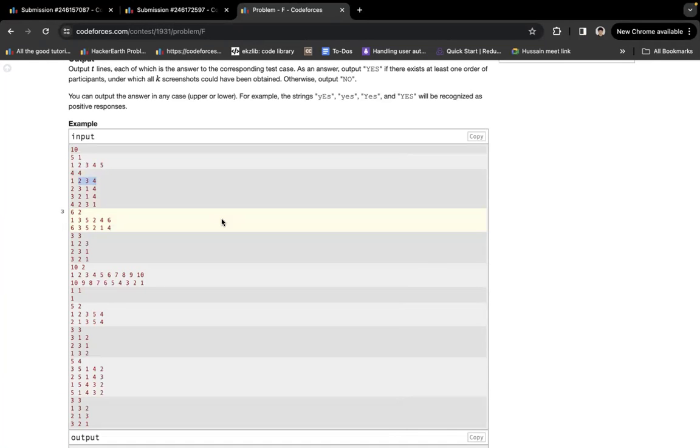Noob is asking, I didn't get from the question, how do you know cycle? Yes, that is what I'm going to explain. But is this much clear? Is the problem clear?